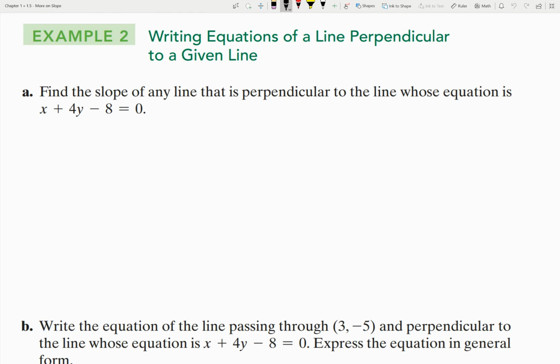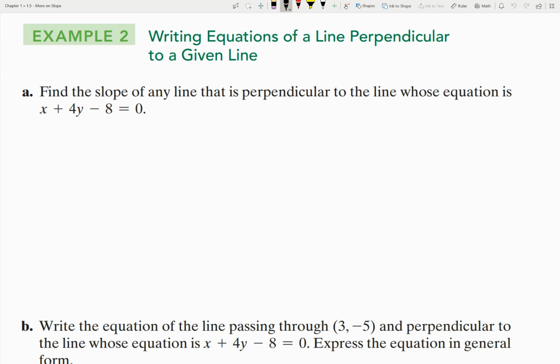Okay, so similar question here. Write an equation of a line perpendicular to something else. So first, we have to find the slope of a line, and then if I want a line perpendicular to that, I have to have the negative reciprocal slope. So that equation is in general form. x plus 4y minus 8 is equal to 0, set equal to 0.